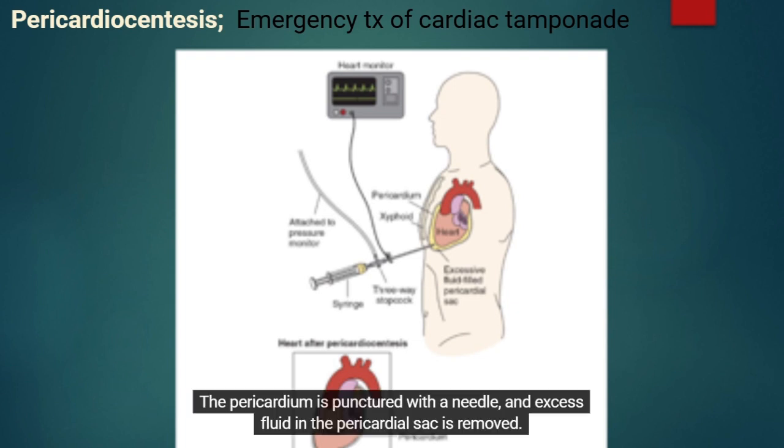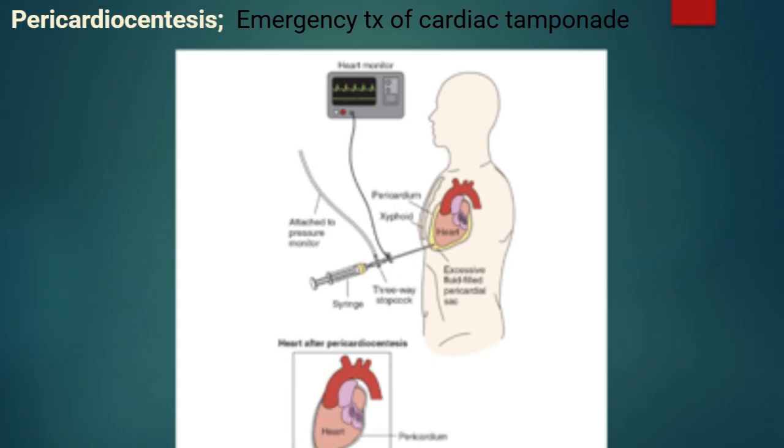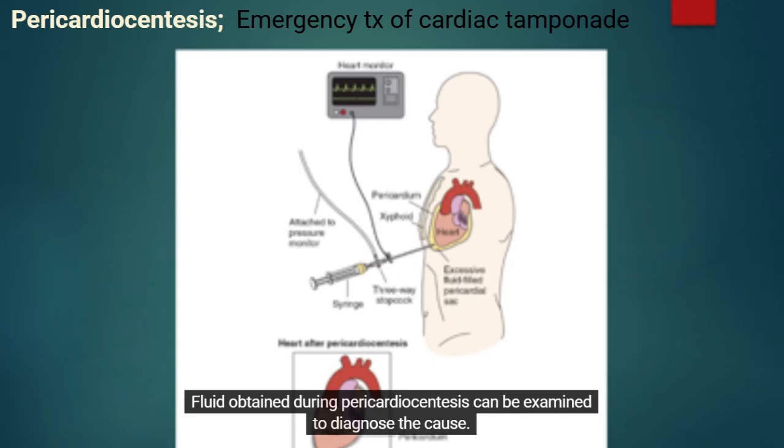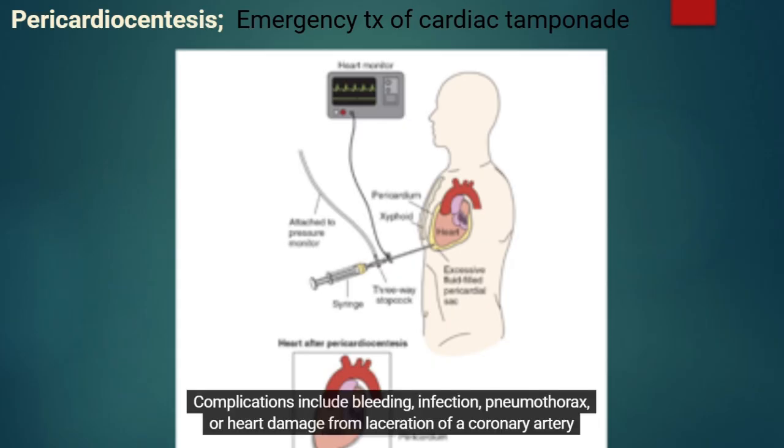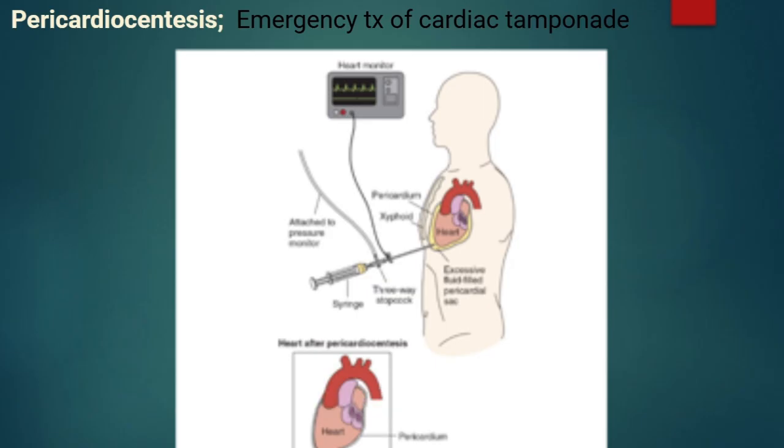In pericardiocentesis, the pericardium is punctured with a needle, and excess fluid in the pericardial sac is removed. Fluid obtained during pericardiocentesis can be examined to diagnose the cause. Complications include bleeding, infection, pneumothorax, or heart damage from laceration of a coronary artery or the myocardium.